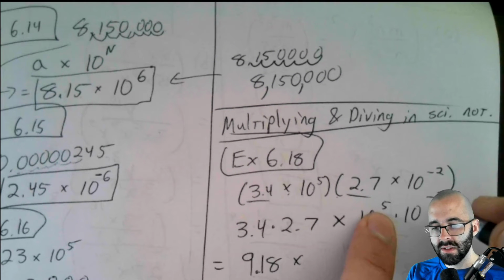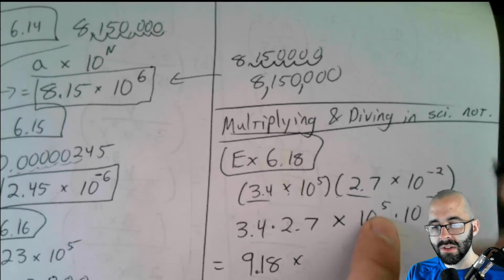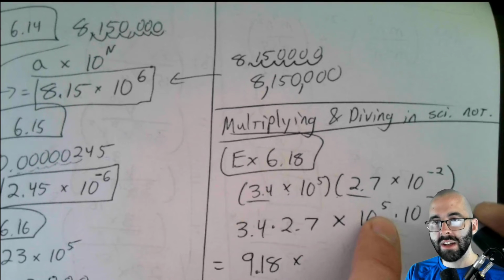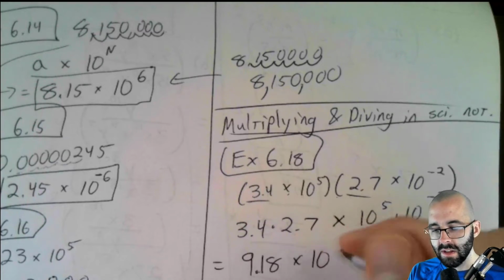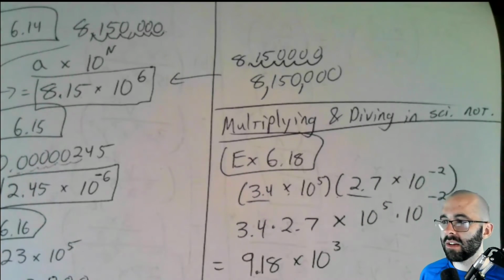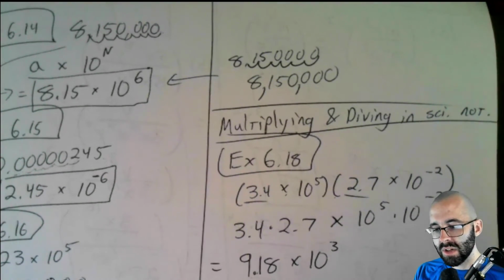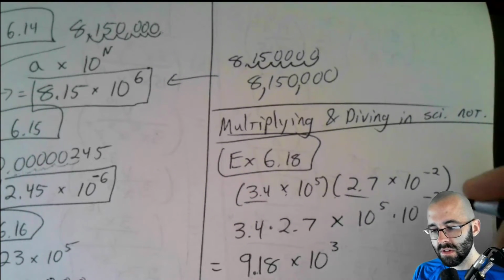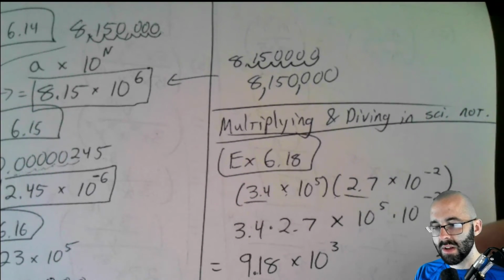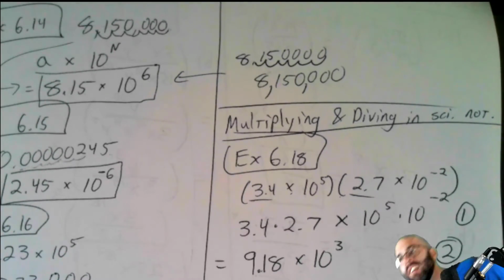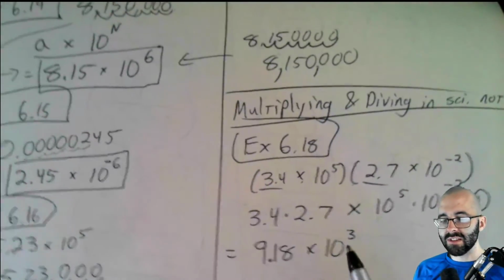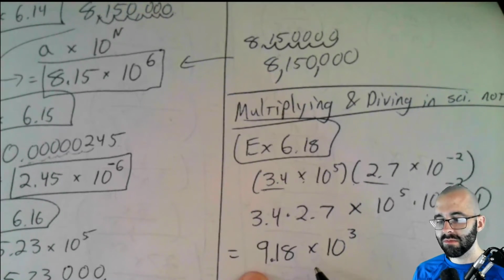Same bases, different exponents, add the exponents. 5 plus negative 2 is 5 minus 2, is 3. So this was step 1. This was step 2. And step 3 is make sure this is in scientific notation.